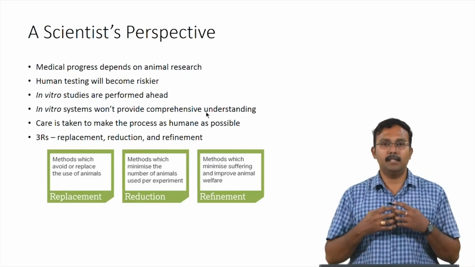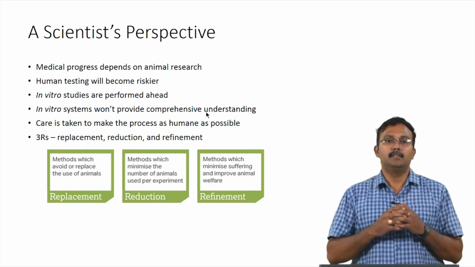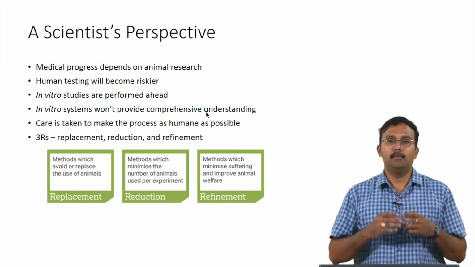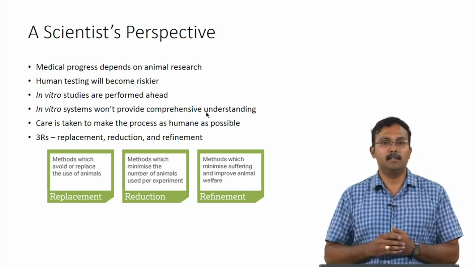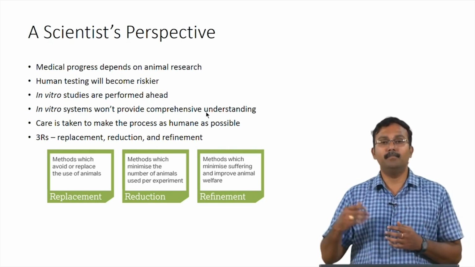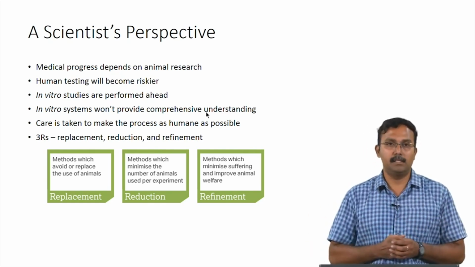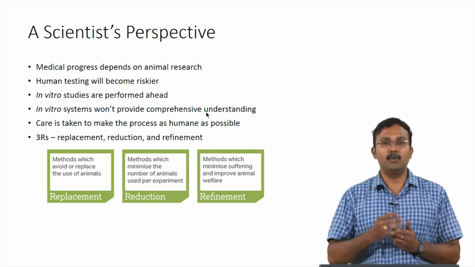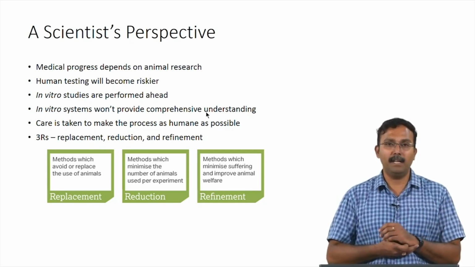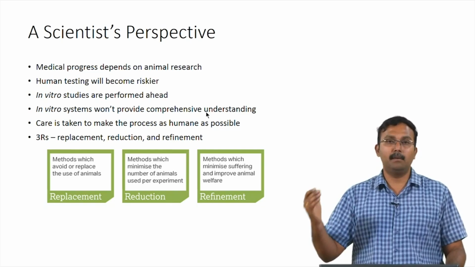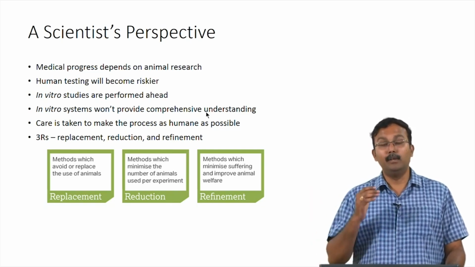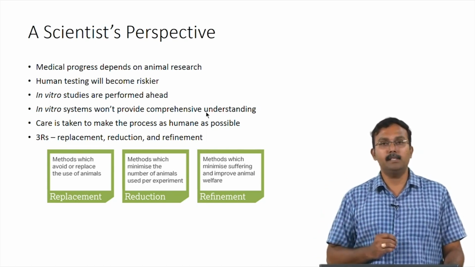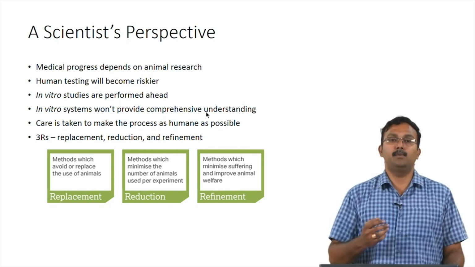When you are talking about a scientist's perspective, you would be looking at it from the medical progress. Medical progress depends on animal research. Human testing will be much riskier if we do not do it in animals. It is not that animals will give us 100% accurate results. There is no guarantee that any results you obtain from animals will be absolutely applicable in humans. However, if we do not do the animal testing at all, then you are increasing the risk for humans multiple fold. So, is that a risk which we are willing to assume?